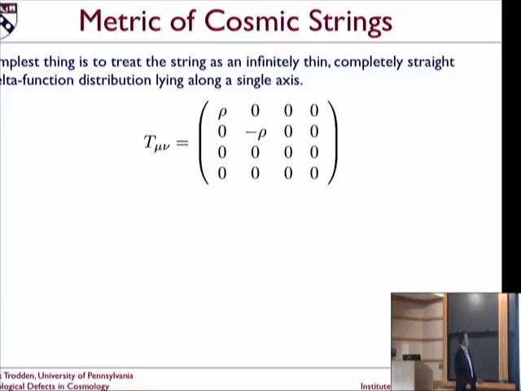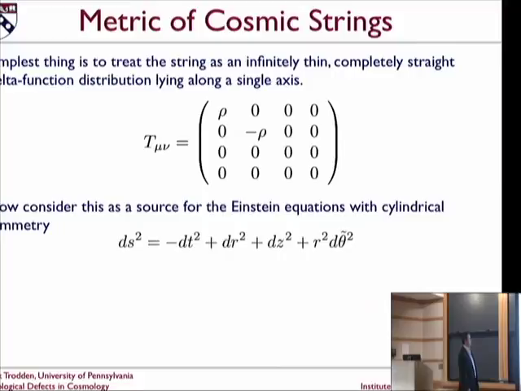Now, if you put this into Einstein's equations and look for cylindrical solutions, it turns out that the metric is something that you know. It's the metric for Minkowski space written in cylindrical polar coordinates. Except this angle that I'm calling theta is not the angle you're used to thinking about. The angle I'm calling theta only runs from 0 to this much less than 2 pi. So it's a deficit angle that appears in here. G here is Newton's constant, rho is the energy density.